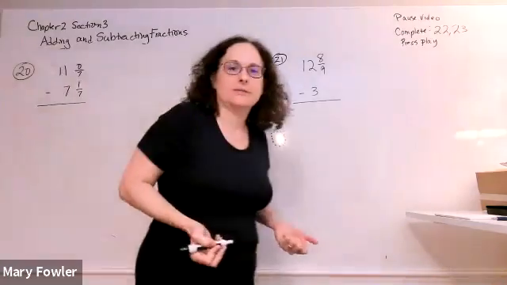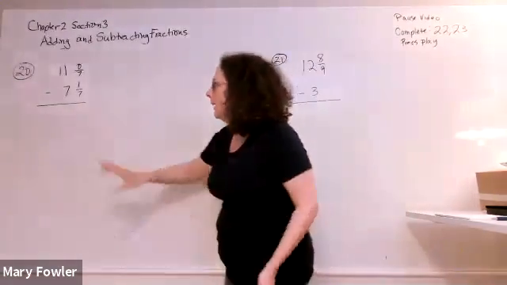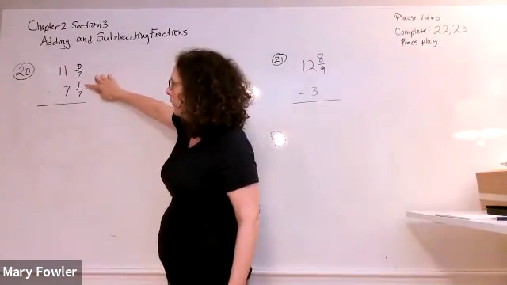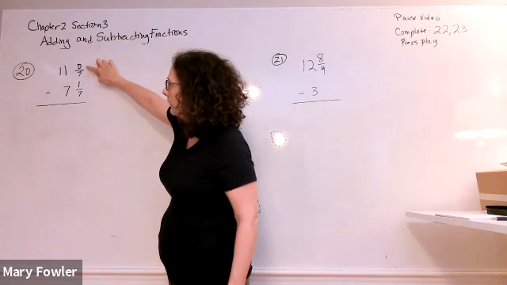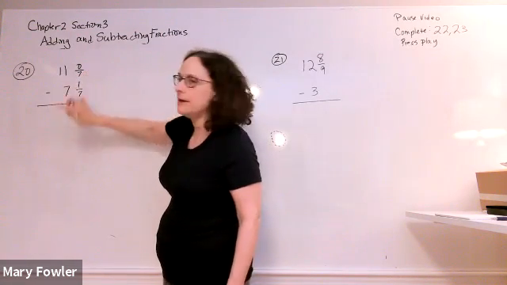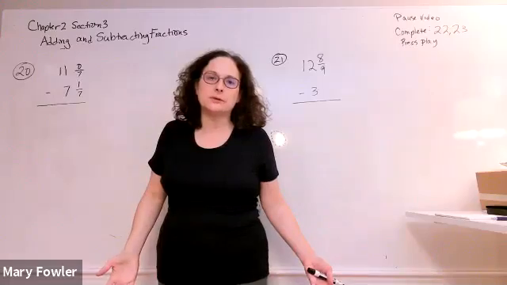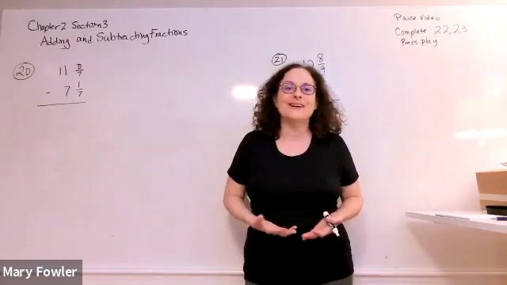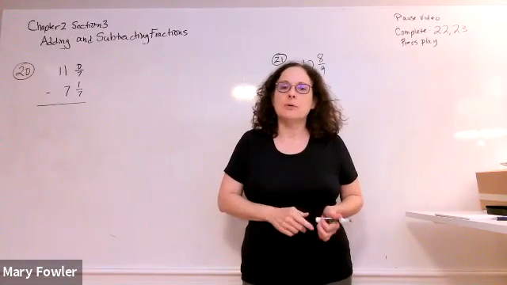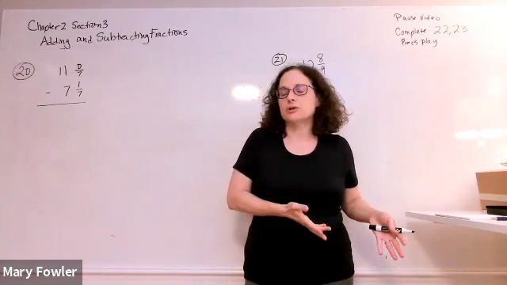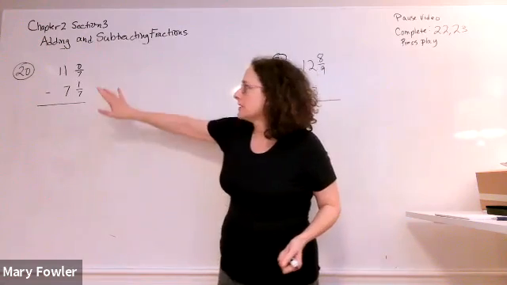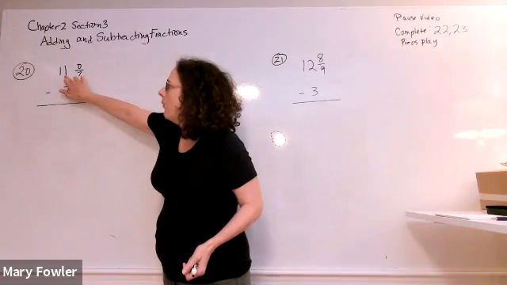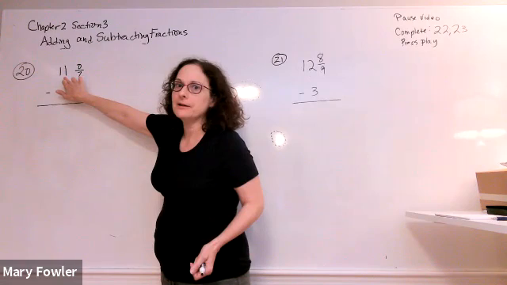Okay, so how many sevenths are there? None. So now we want to say 0 minus 1, but we can't take 1 away from 0 because 1 is bigger than 0. So we're going to actually have to borrow, just like what we did when we were originally looking at subtraction of whole numbers. But this time we're going to borrow 1 from the 11.